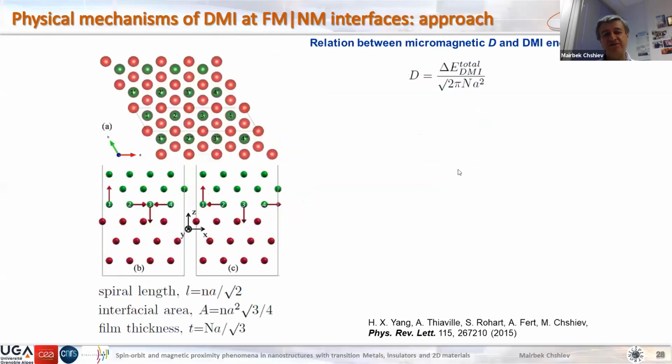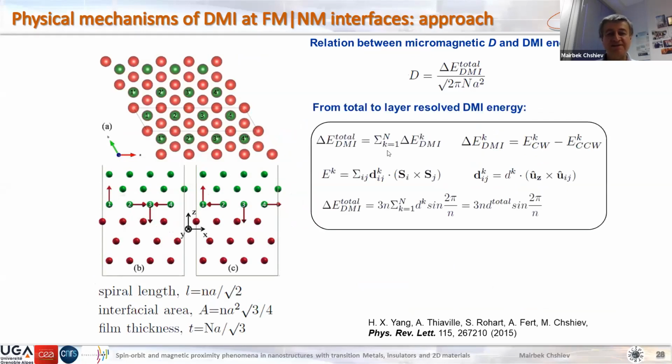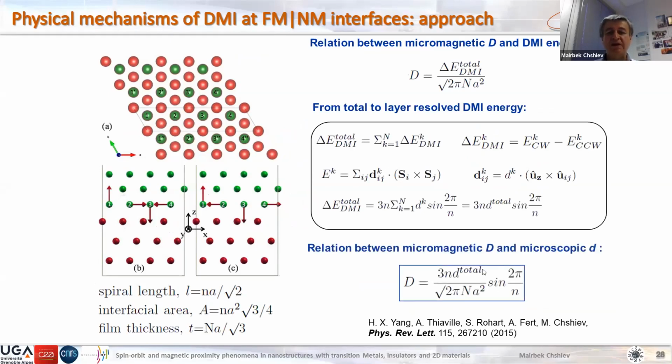So let me now say a few words about the technique, how we calculate. This is the structure we used: 3 monolayers of cobalt on top of 3 monolayers of platinum. Then what we did, we related the microscopic Dzyaloshinskii-Moriya interaction parameter, really microscopic and quantum mechanical, which is the small d here, and the capital D, which is the micromagnetic one. We actually derived this relation.